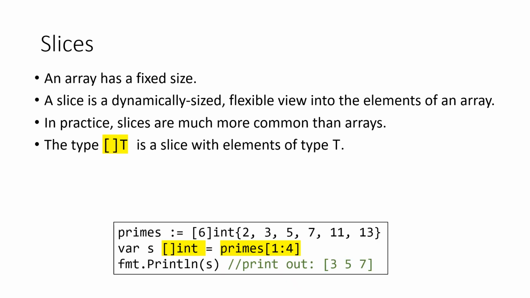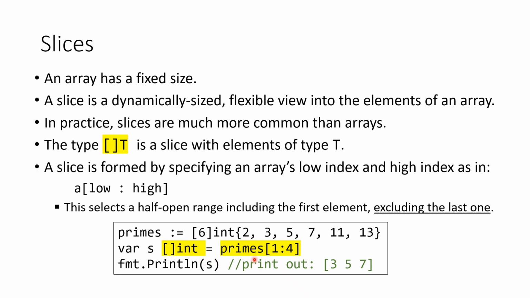The syntax to specify a slice data type is the same as the array data type, but without specifying the size. So we just write open bracket, close bracket, followed by a type T to indicate a slice with elements of type T. For example, the expression []int is the data type of a slice with elements of type int.